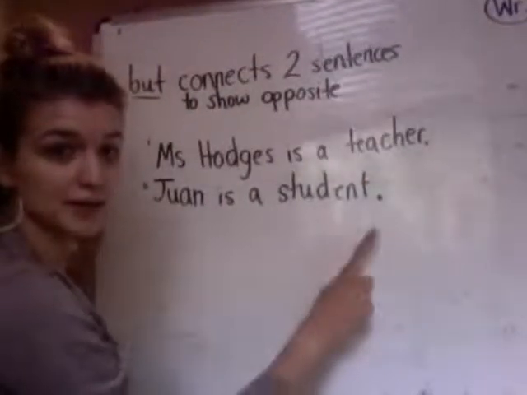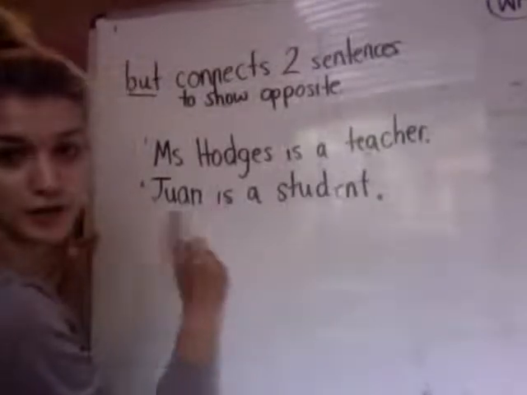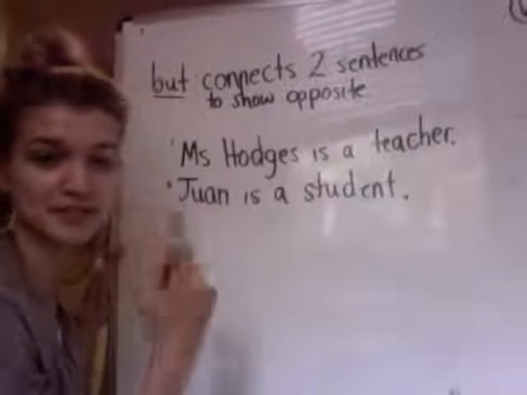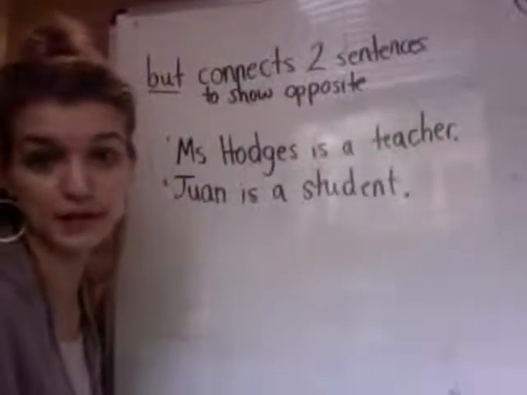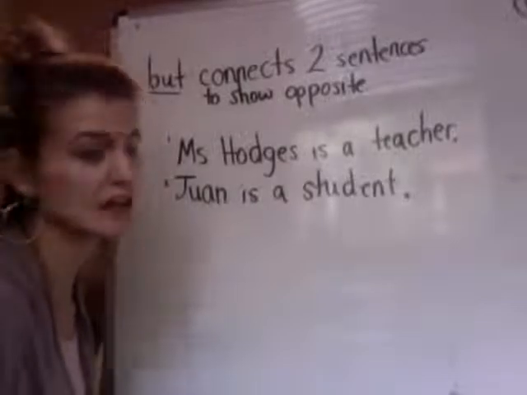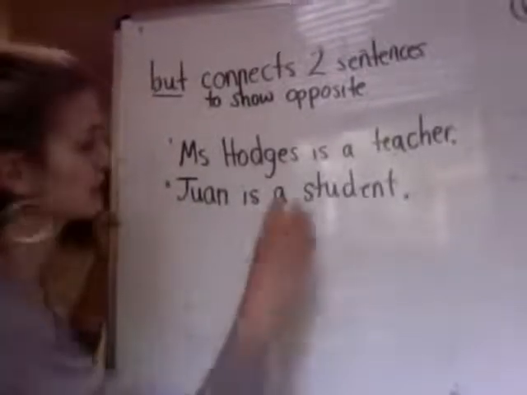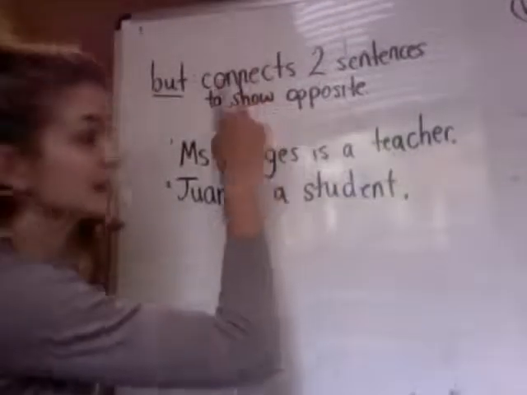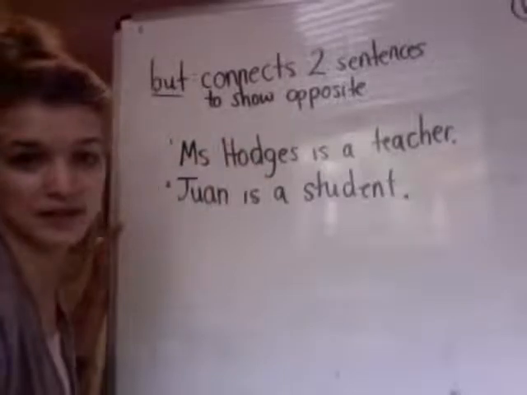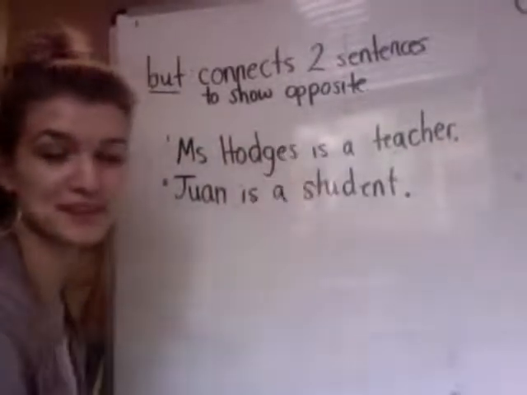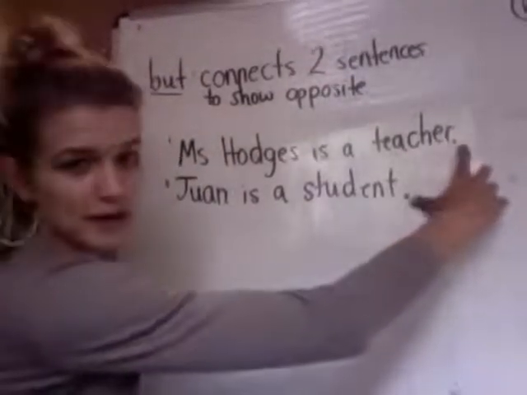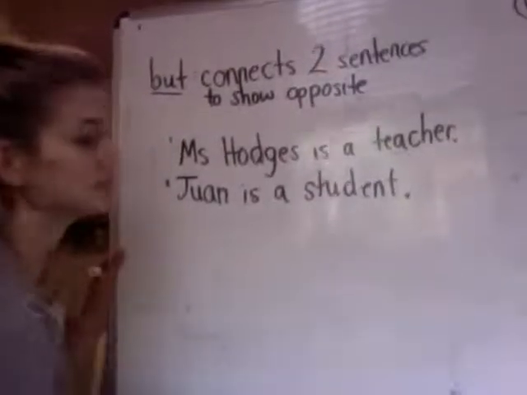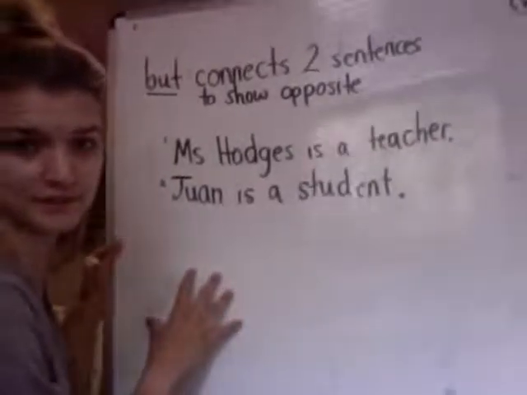Capital letter, period, verb, subject. Miss Hodges is a teacher. That's my first sentence. To put this on Google Drive because otherwise we'd be here for hours because this video is slow. Your goal is you're going to have 2 short sentences and you have to write it and connect it with the word "but." So how can I put these 2 together instead of doing 2 periods, putting them in 1 sentence with 1 period? Miss Hodges is a teacher. Juan is a student.